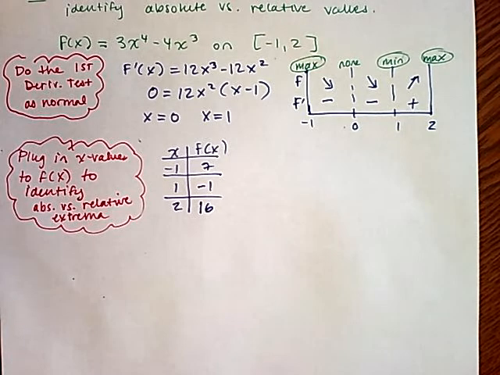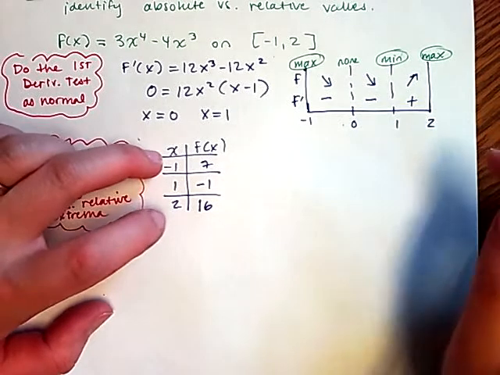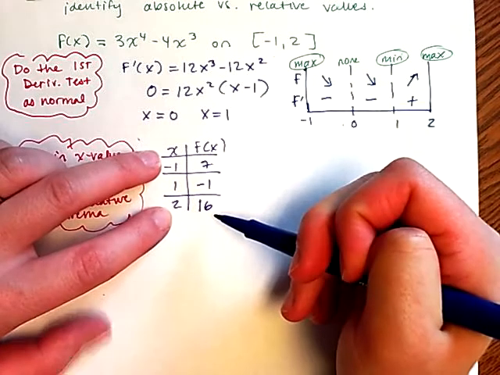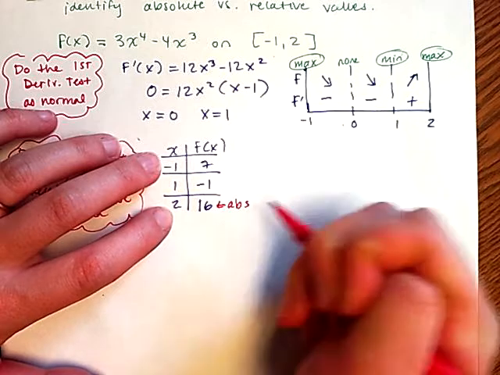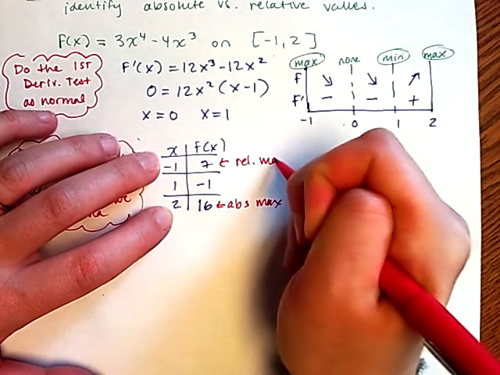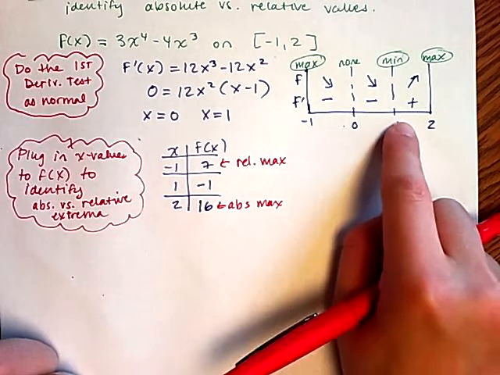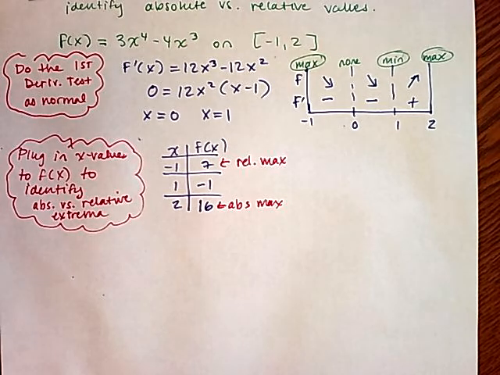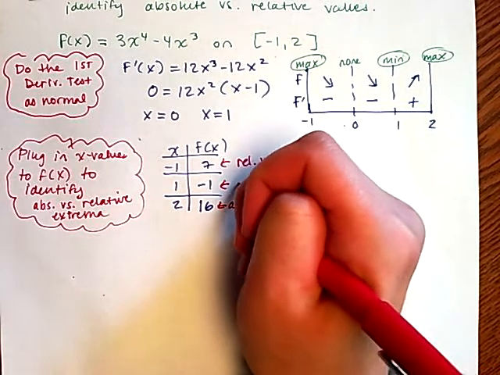So what can we deduce from this? Well, we knew that the maxes were at -1 and 2. So if I compare what's going on at -1 and 2, 7 versus 16, which one will be the absolute one? It'll be the bigger one, right? So now I know this is the absolute max, and this must be the relative max. And then for the minimum at 1, it's the only minimum, right? There is no other minimum, so it must be the absolute minimum. If there's no other one, that's the absolute one.